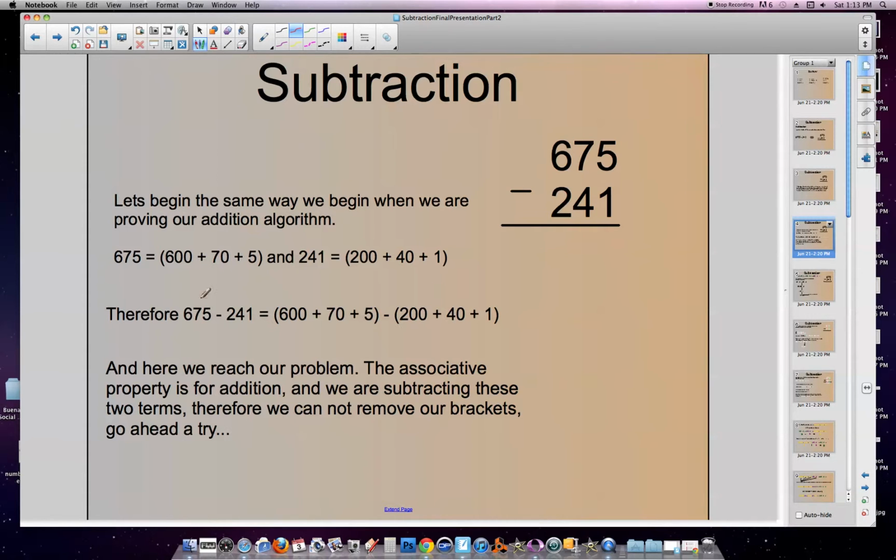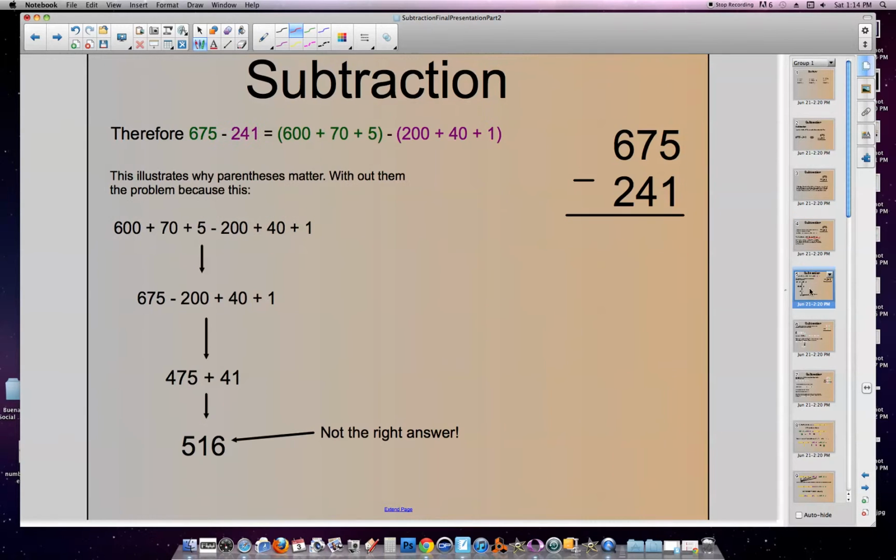And we would say, okay, well, 675 is 600 plus 70 plus 5. 241 is 200 plus 40 plus 1. So we wind up with 675 expanded minus 241 expanded. And here we have our problem. If we remember, we can't just use the associative property and get rid of those parentheses. I actually demonstrate, if we tried to, we clearly would not get the correct answer.